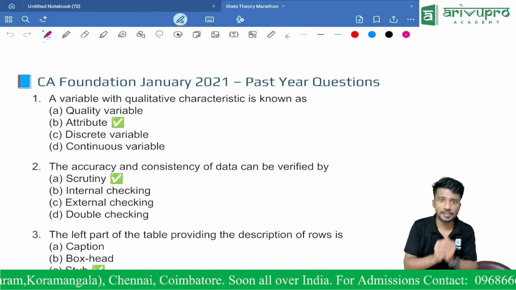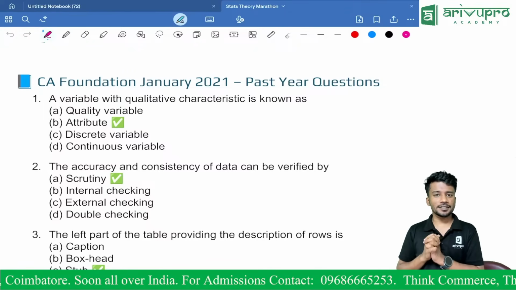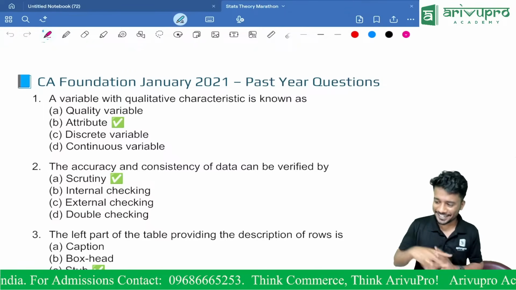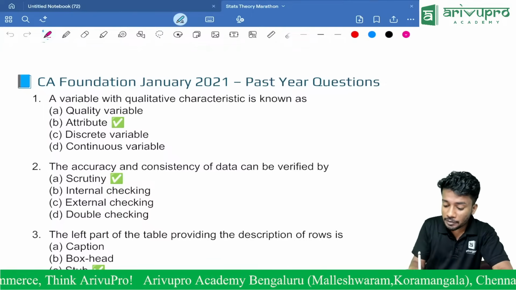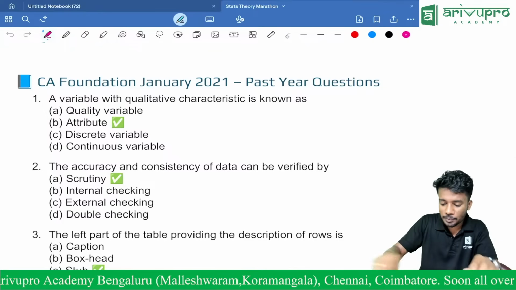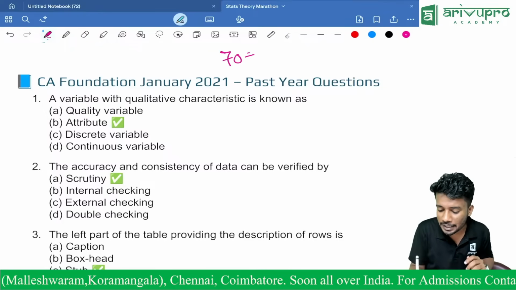All the very best for your today's examination. What examination? Our quantitative aptitude examination. I hope that everyone is prepared for a minimum of 70 plus marks. Okay, how much? Minimum 70 plus.